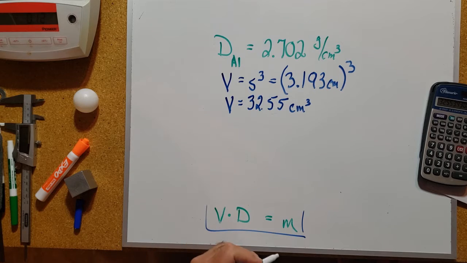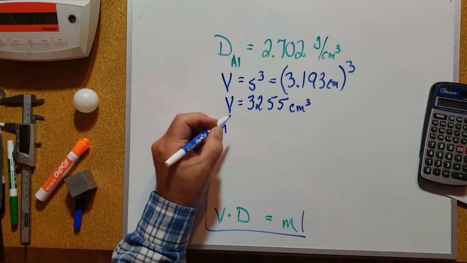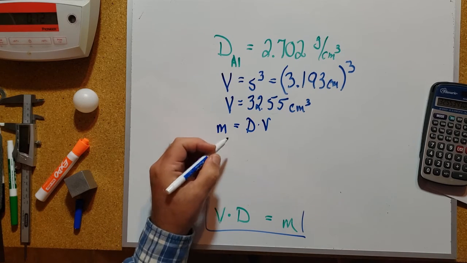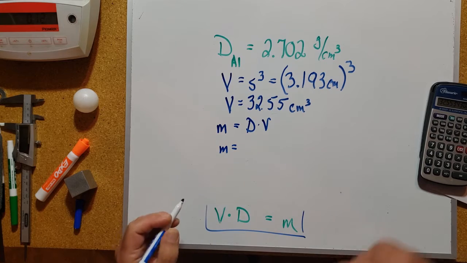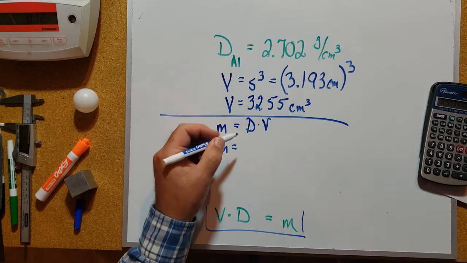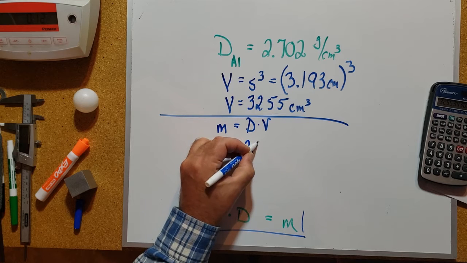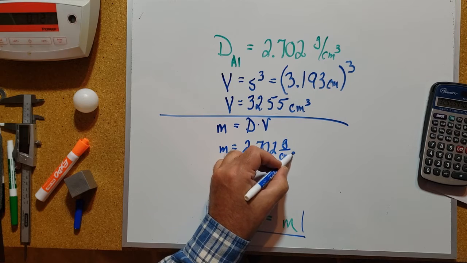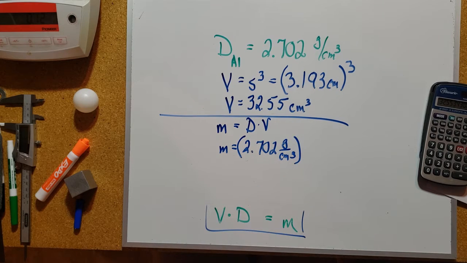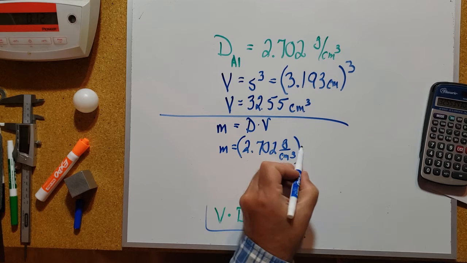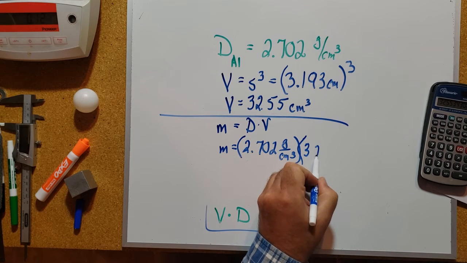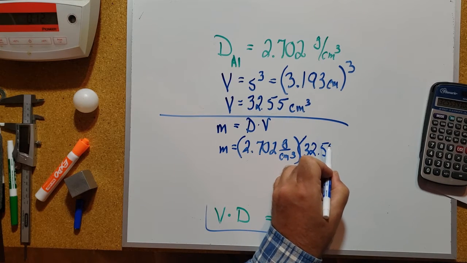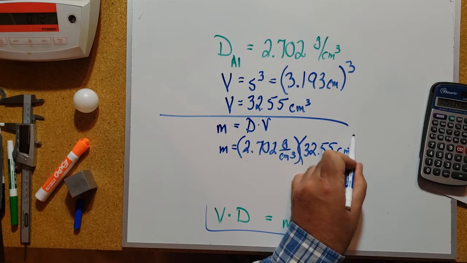So I'm just going to pull my formula up from here. This would be density times volume, or volume times density, doesn't really matter. So density is 2.702 grams per centimeter cubed. All right, I'll just throw that in parentheses. And the V is 32.55 centimeters cubed.